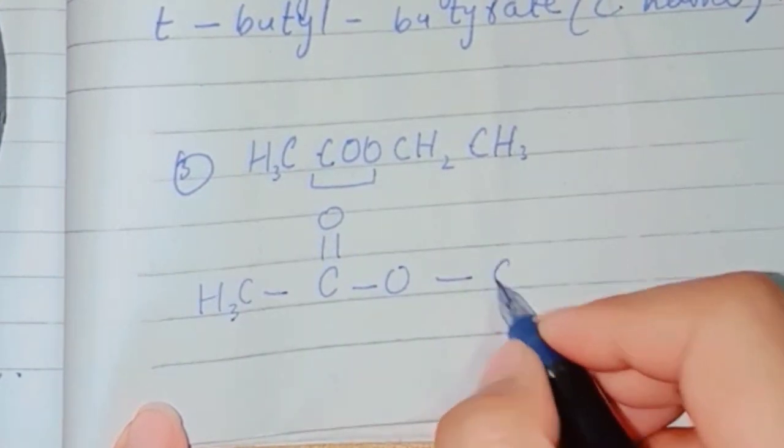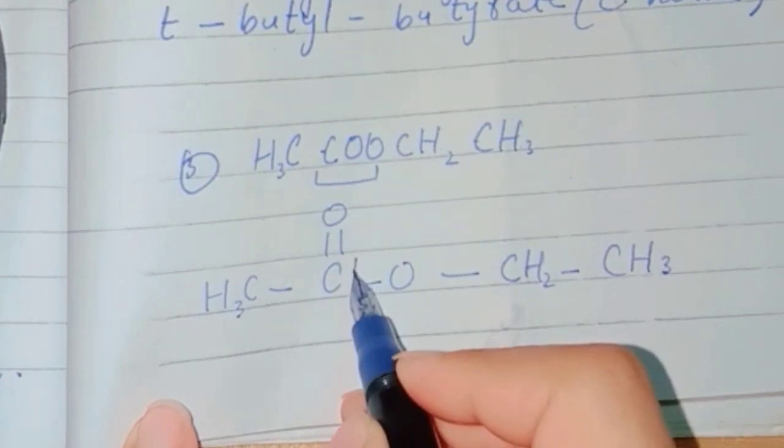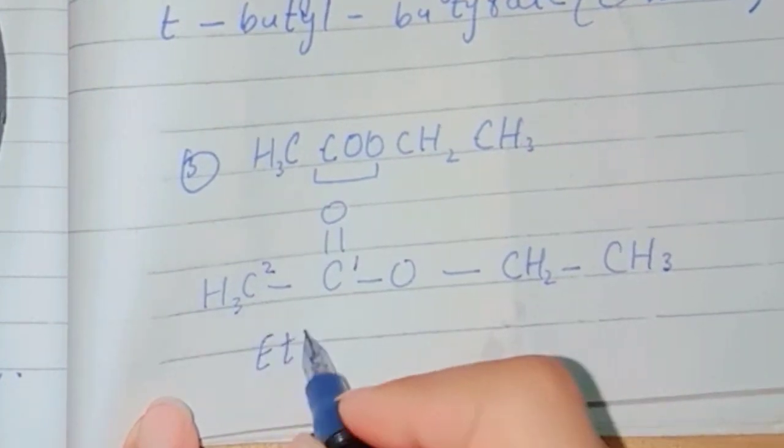The third example has two carbons before the oxygen and two carbons after the oxygen, so it will be ethyl ethanoate.